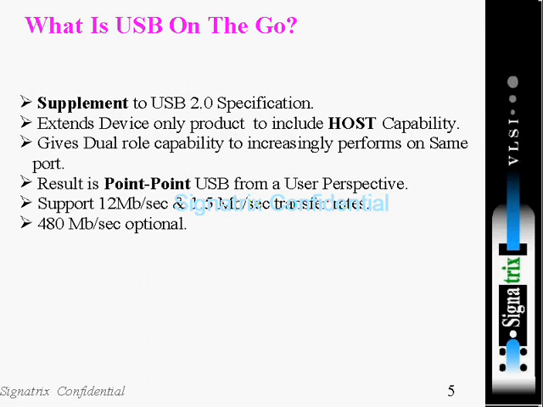The result is point-to-point USB from the user perspective. It can support 1.5 megabits per second and 12 megabits per second. Those are low speed and full speed data rates. And the high speed data rate, that is 480 megabits per second, is optional here. Optional means it's not mandatory.